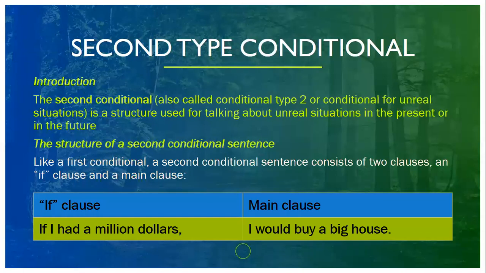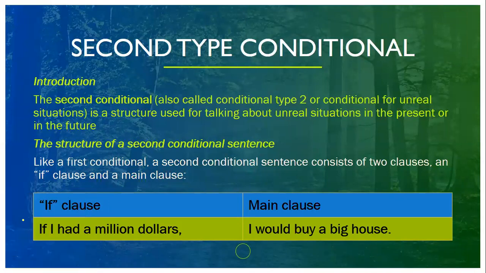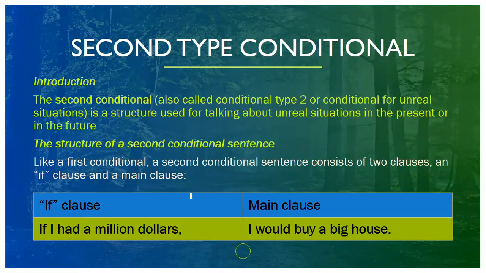First, we need to know the following. What is the second type conditional? You are seeing right now on the screen the definition of it, and the second type conditional is also called the conditional for unreal or imaginary situations. Why unreal or imaginary situations? Well, the reason is that there are situations that we imagine that could be real at some time. That's why they are called in this way.